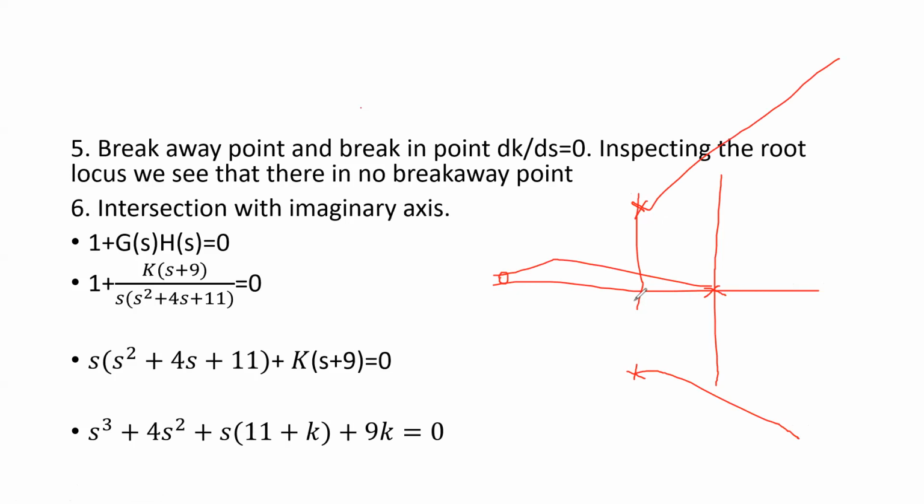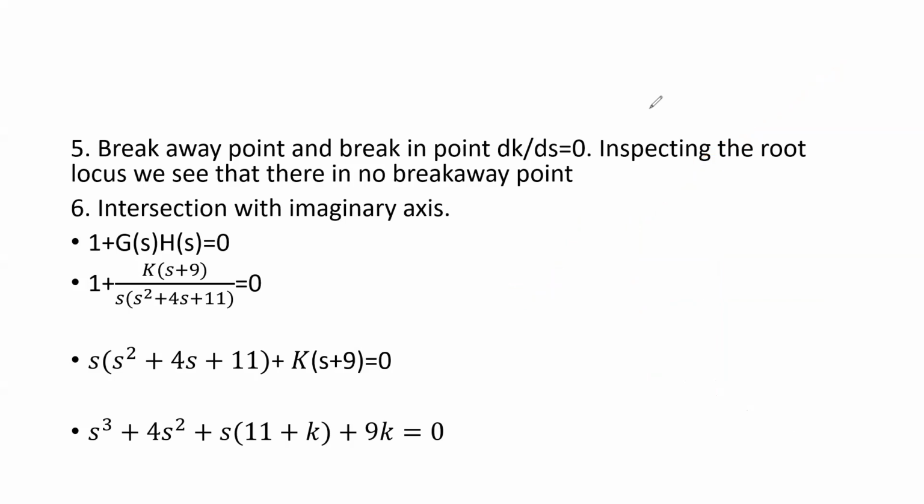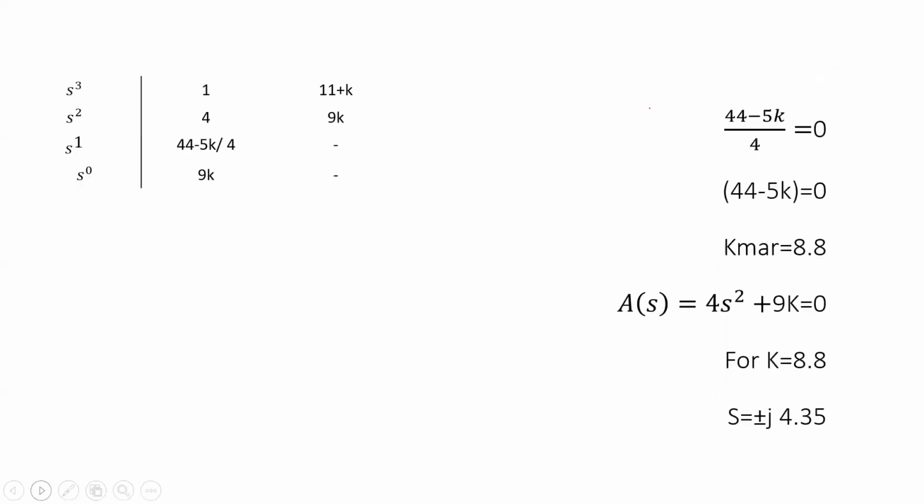If I have two poles on the real axis, I can think of them coming towards each other and breaking away, but we don't have two poles on the real axis. So we don't have to calculate the breakaway point directly. Let us see where the root locus will intersect the imaginary axis. Again, using the Routh array, we have to calculate the point where they intersect the imaginary axis.